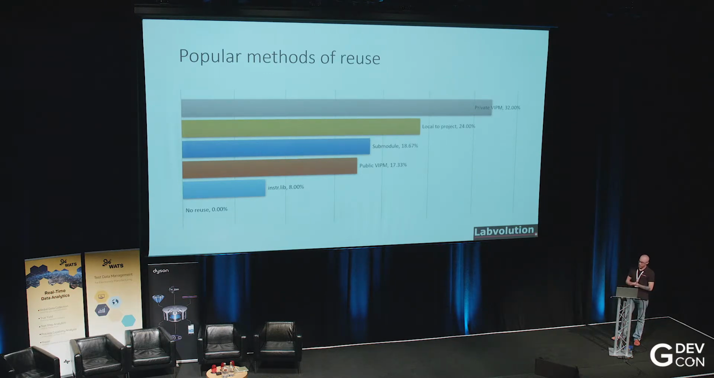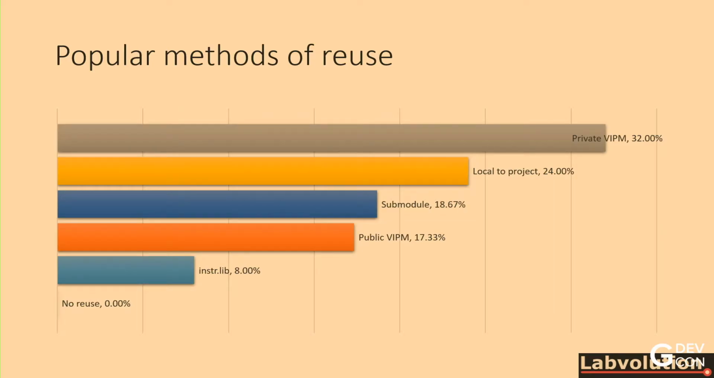So some of the popular methods of reuse, VIPM was by far the winner, which is understandable. Copying locally is quite high, the rate's quite high. 24% of users just copy the reuse code locally, which I was quite surprised to see. However, it shows me that people want control over their code, over their libraries.